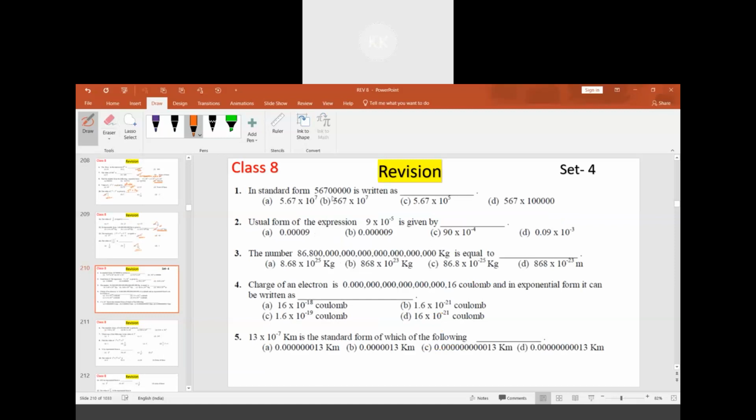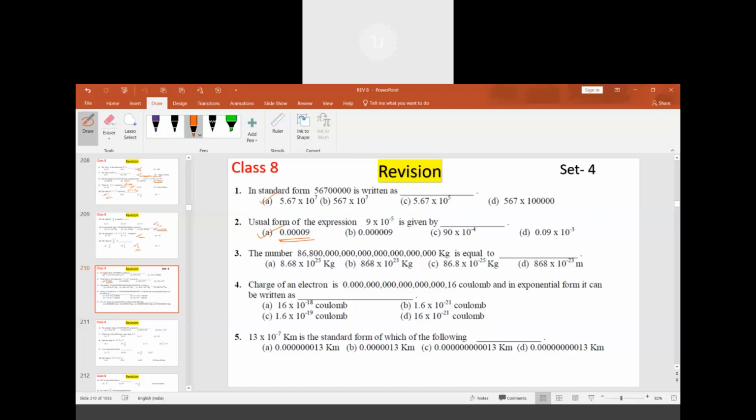5.67 into 10 to the power of 7, option A. Very good. The usual form of this has 4 zeros. Option A, sir.